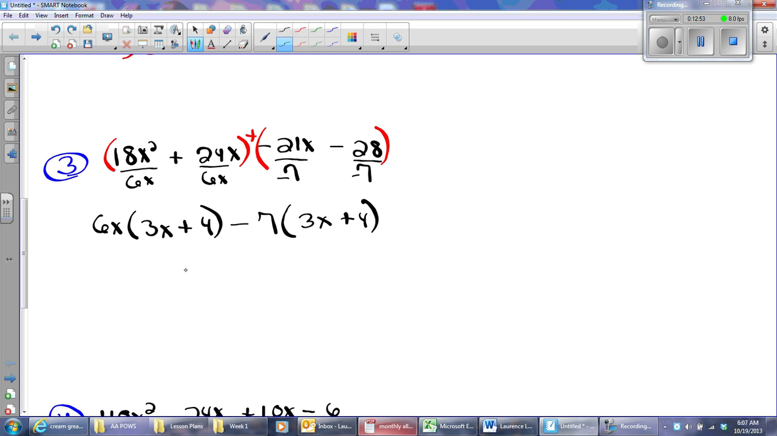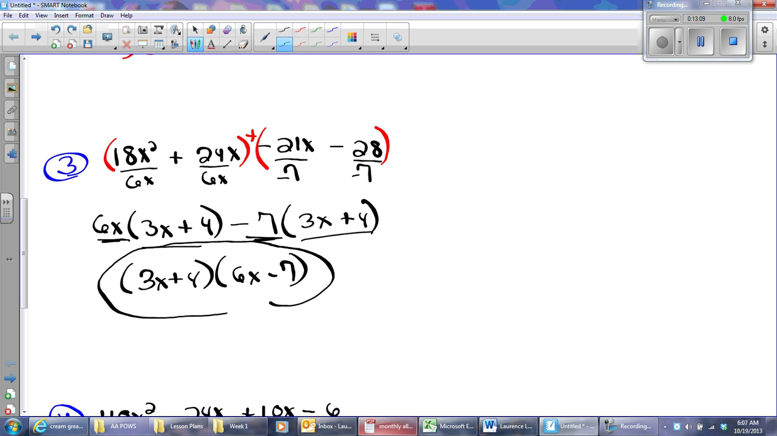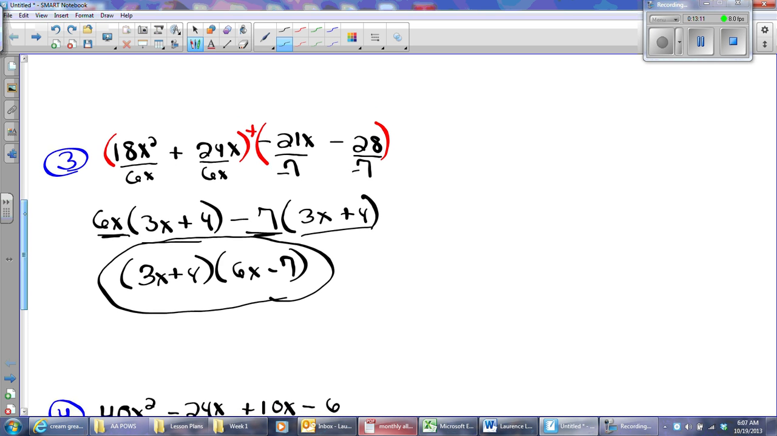Oh, look at that. I've got a GCF of 3x plus 4. I'll pull out a 3x plus 4. I'll be left with a 6x minus a 7. And there we go. There is your answer.